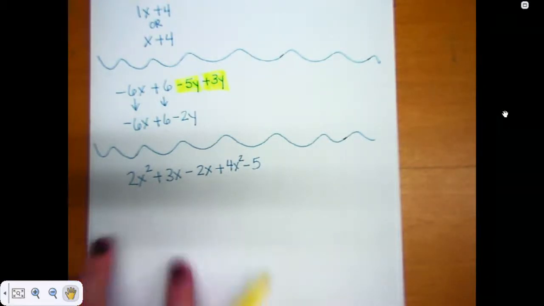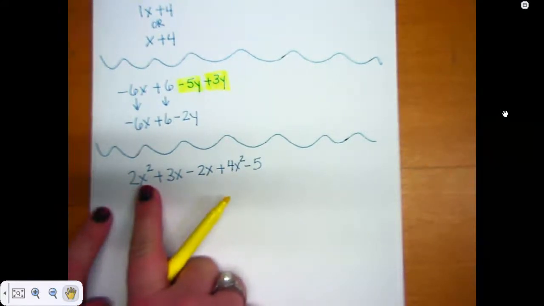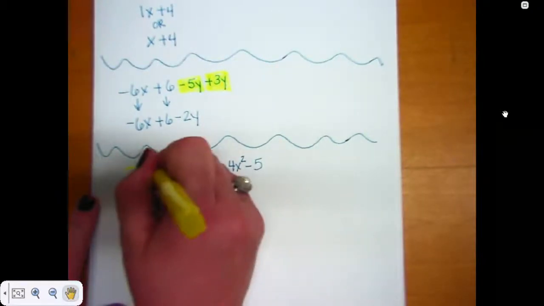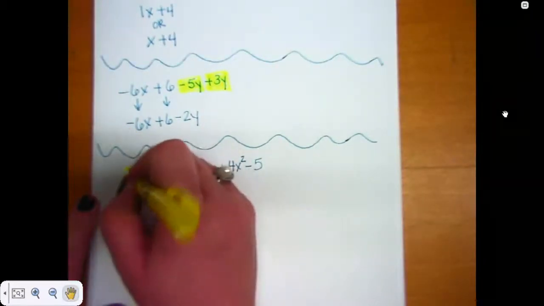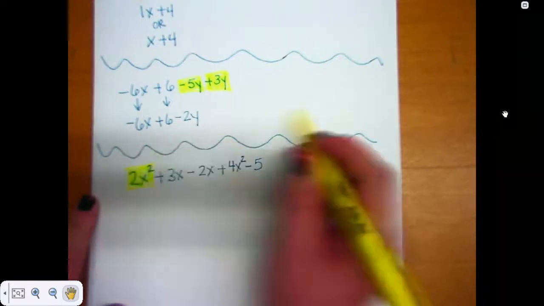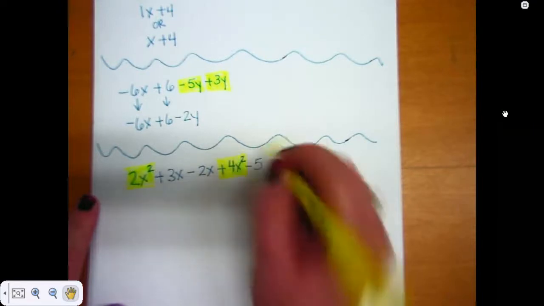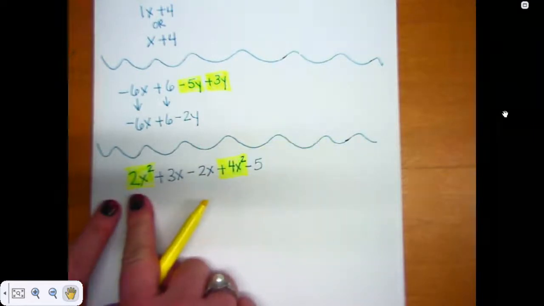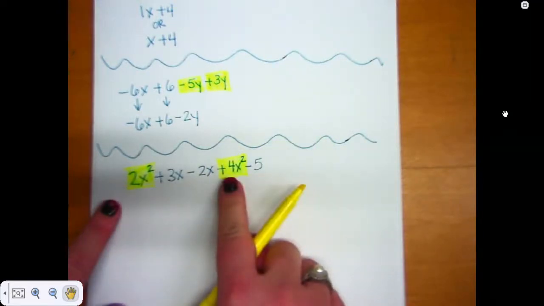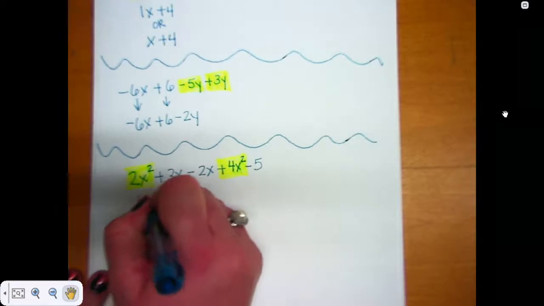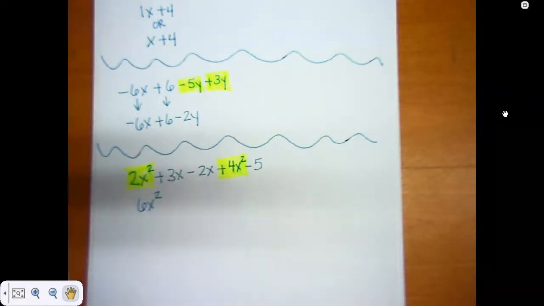So I see that I have an x squared. Do I have any other x squareds? I do, right here. So these two are like terms. I have positive 2x squared and positive 4x squared. My signs are the same, so I'm going to add, and I'm going to get 6x squared. I'm not finished.